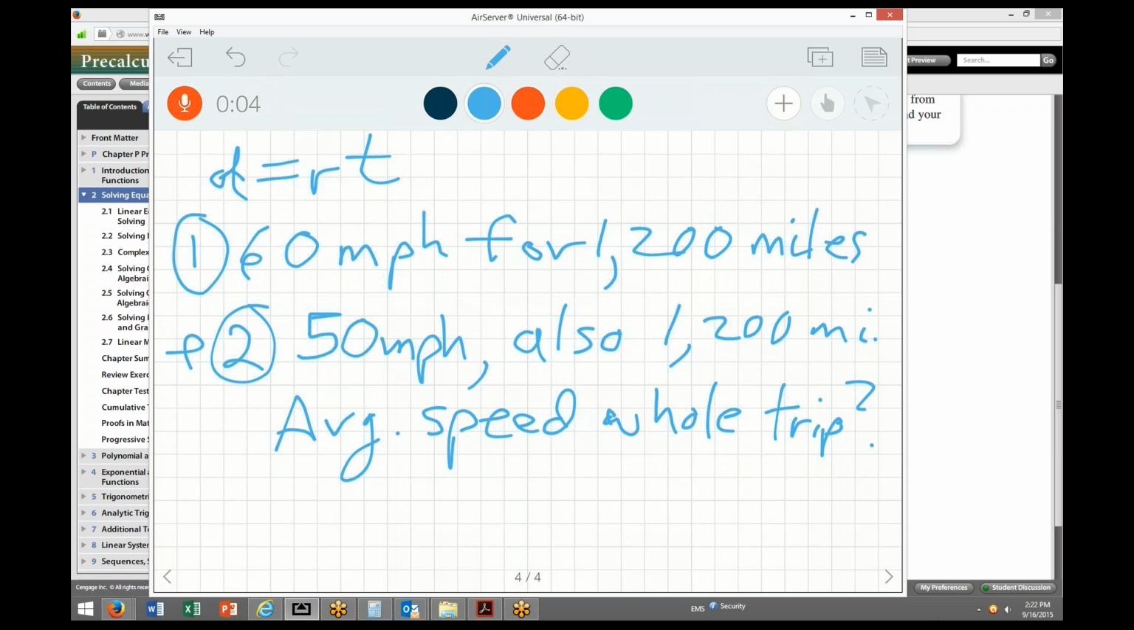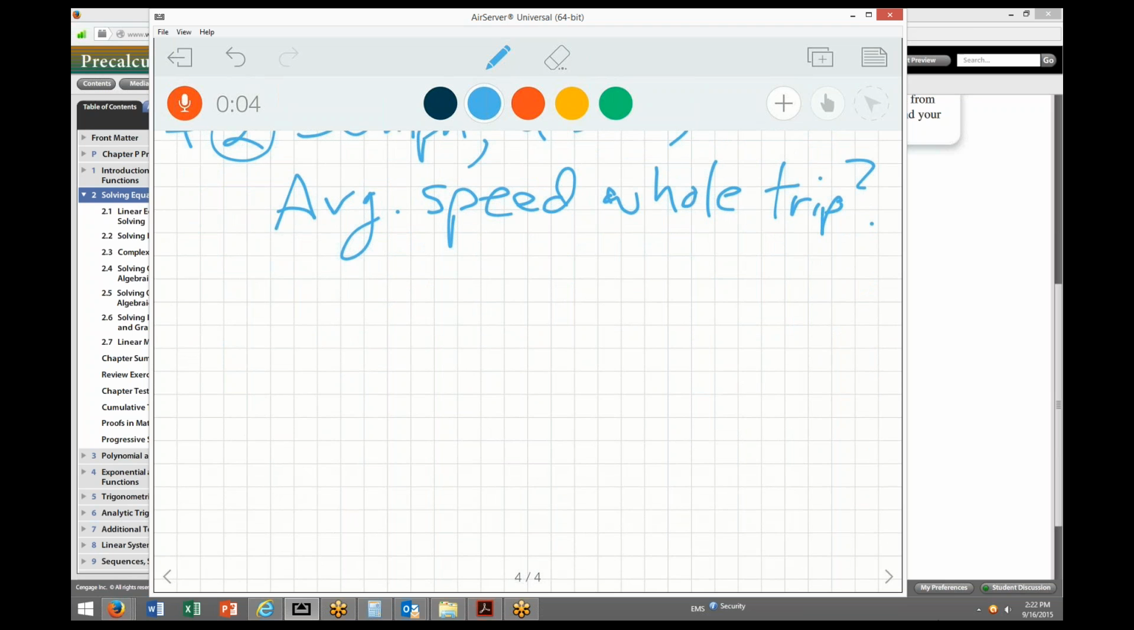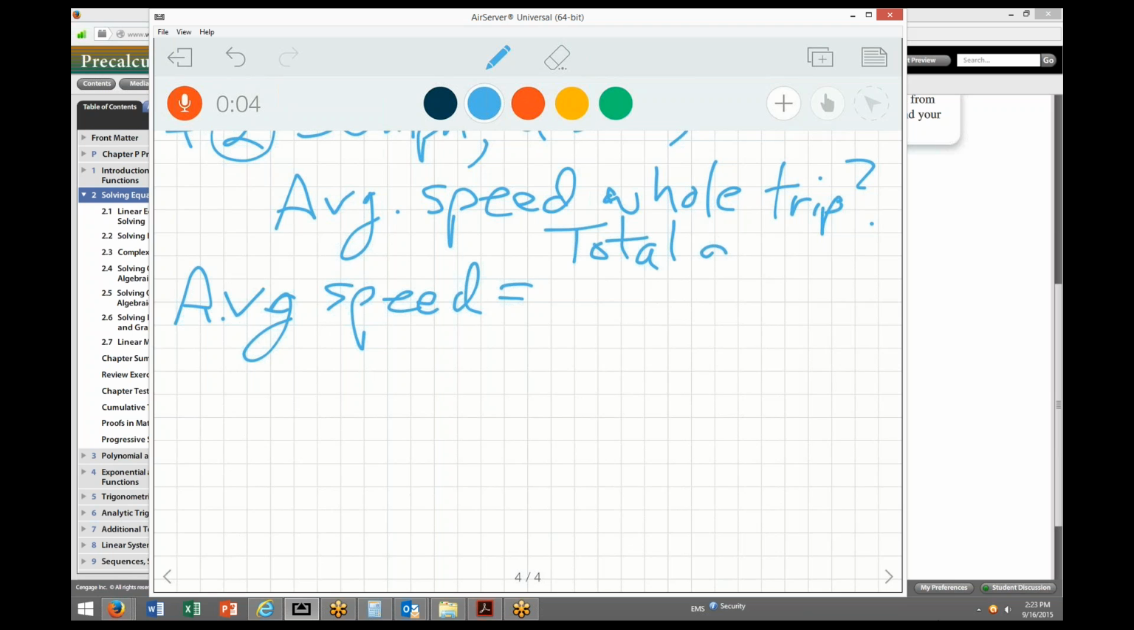He drove 60 miles an hour to go 1,200 miles, and then went 50 miles an hour again to go 1,200 miles. What's the average speed for the whole trip? Now, here's what we have to do to figure average speed. Average speed equals total distance over total time.